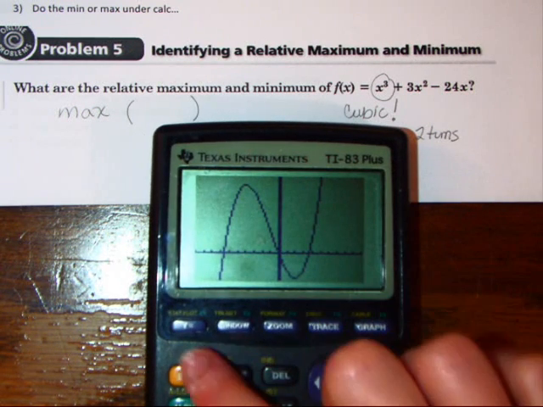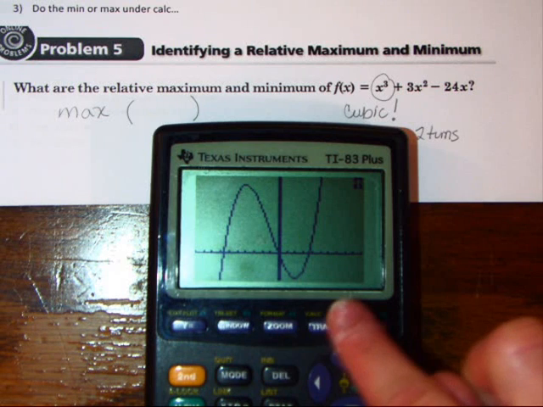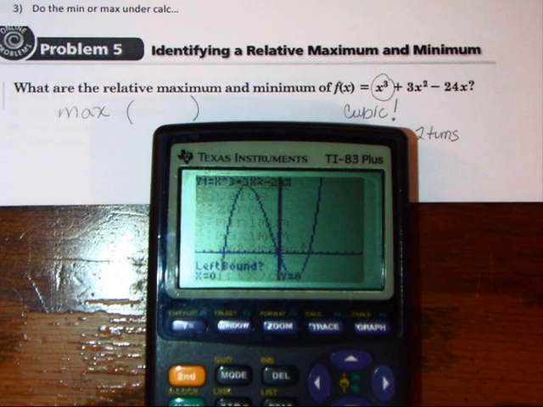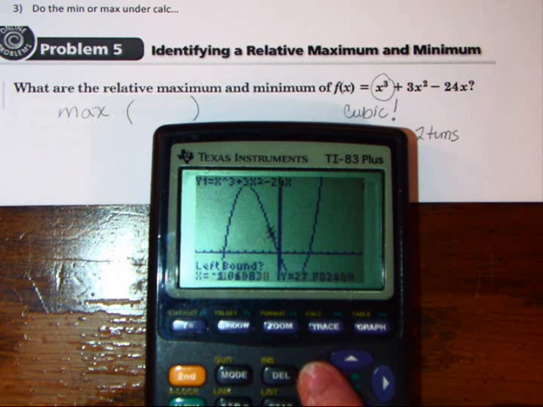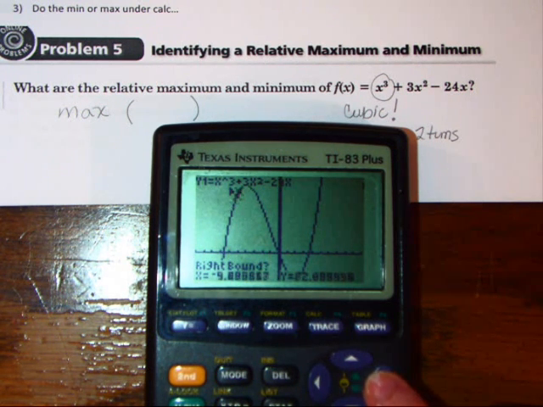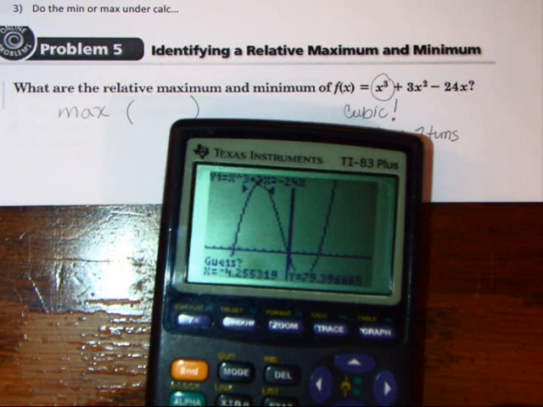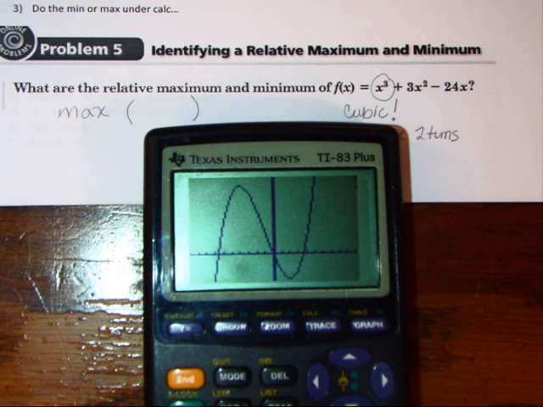Okay, what you're going to do is you're going to hit second, trace. Five is the max. You select number 4. Now what we need to do is find your cursor. It asks you to go to the left of the turning point. So I am to the left. I will hit enter. Now it wants me to go to the right. I'm going to hit enter now. Can you guys see those 2 little triangles? It's saying, okay, it's between here. It's asking me to take a guess.